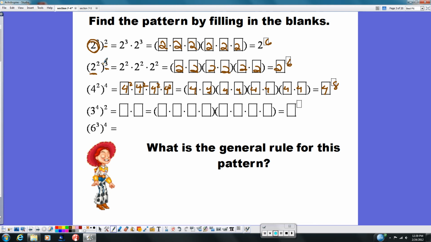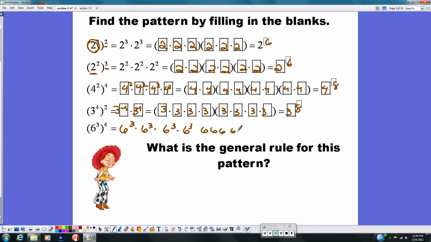And in the last example here, we are going to write 3 to the 4th twice. So we're going to need 4 3's, 4 more 3's, for a grand total of 8 3's. Here I would need to write 6 to the third 4 times. So we would have 1, 2, 3 for the first group, 4, 5, 6 for the second group, 7, 8, 9 for the third group, and 10, 11, and 12 for the last group. So all total, 6 to the 12th.